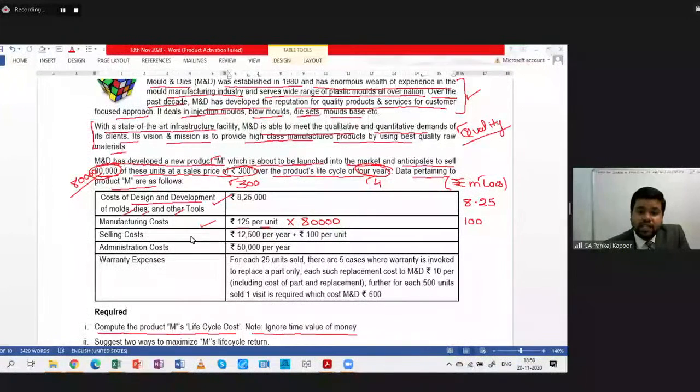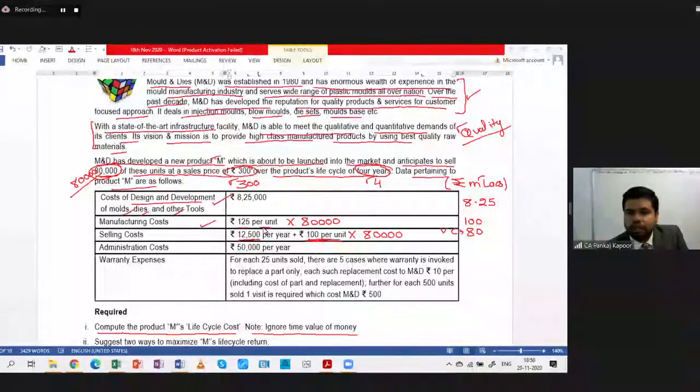Further, selling cost. There are two sorts of selling cost. One is the fixed, which is 12,500 per year. Second is the variable, 100 rupees per unit. Let's first consider the variable cost. 100 per unit. How many units do we need to produce, friends, and sell? 80,000 units need to be produced and sold. Hence, the variable cost will be 80,000 into 100. It will be 80 lakh. This is the variable cost.